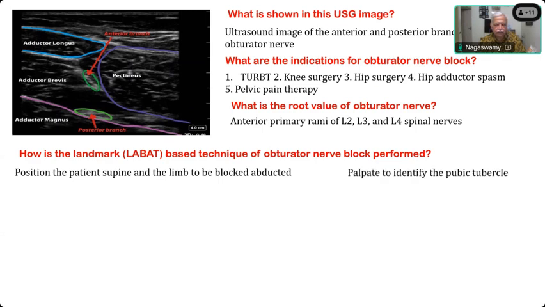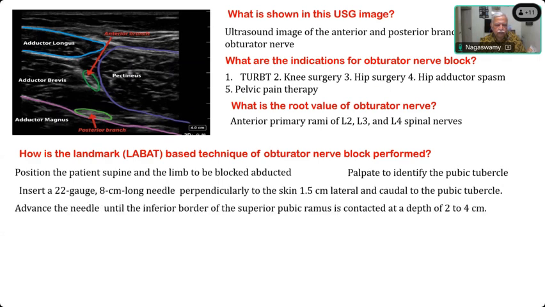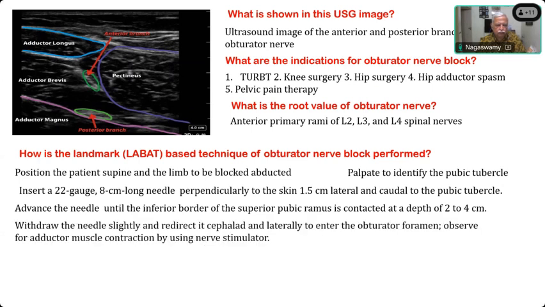Then palpate and identify the pubic tubercle. Insert a 22 gauge 8 cm long needle perpendicularly to the skin, 1.5 cm lateral and caudal to the pubic tubercle. Advance the needle until the inferior border of the superior pubic ramus is contacted at a depth of 2 to 4 cm. Once the bone is hit, withdraw the needle slightly and redirect it laterally to enter the obturator foramen and observe for adductor muscle contraction using a nerve stimulator.